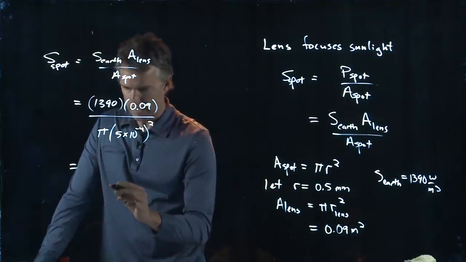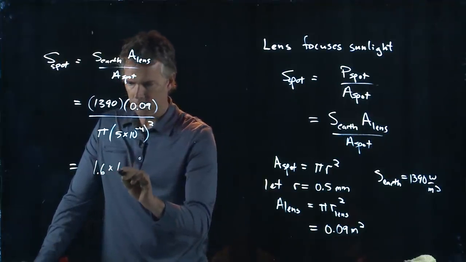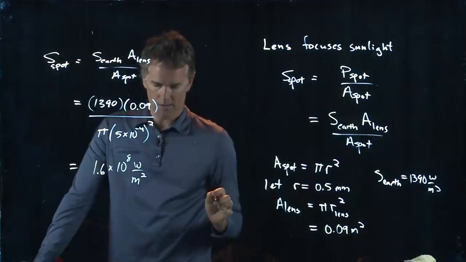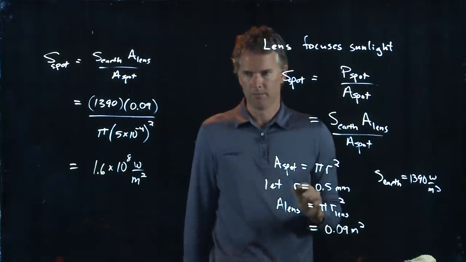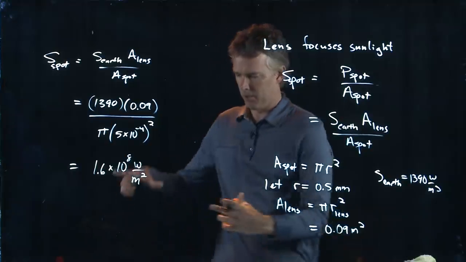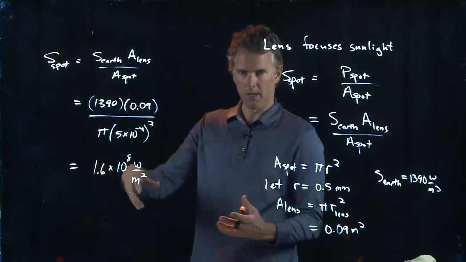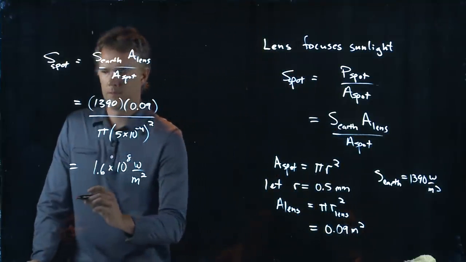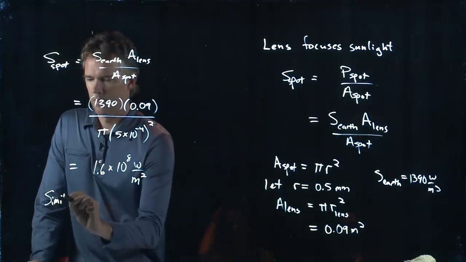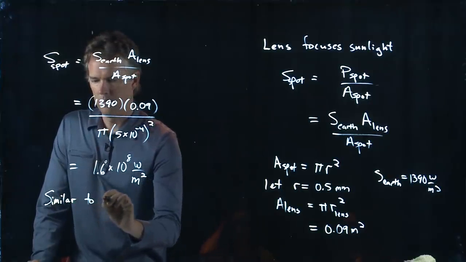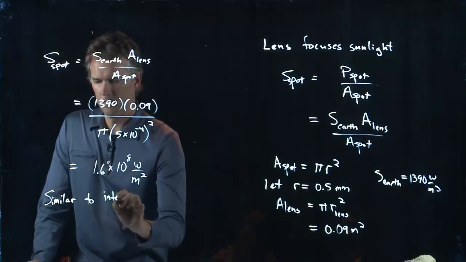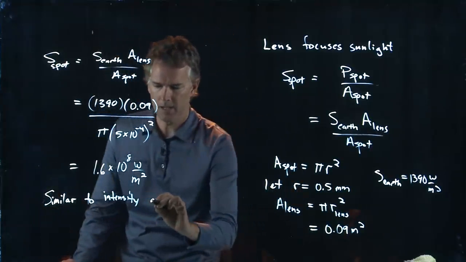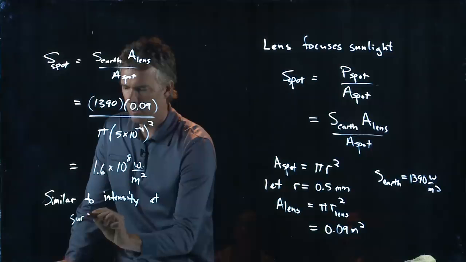When I did it earlier, I got 1.6 times 10 to the 8 watts per square meter. Okay, and this is with a lens about yay big. Anybody else get that number? How intense is this? It's similar, so in fact a little bit bigger, but comparable to the intensity at the surface of the sun.